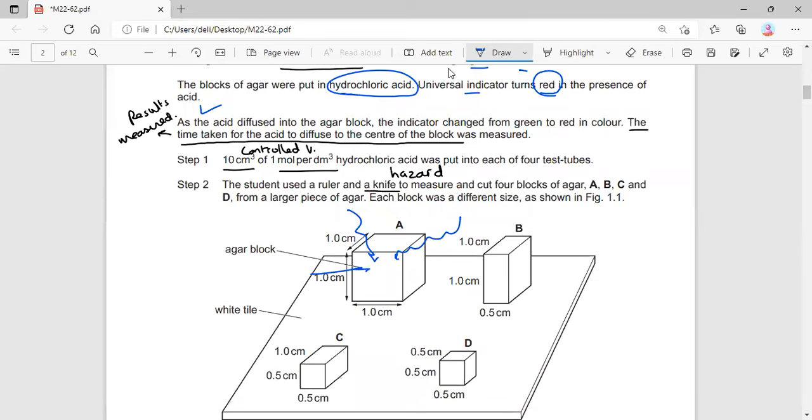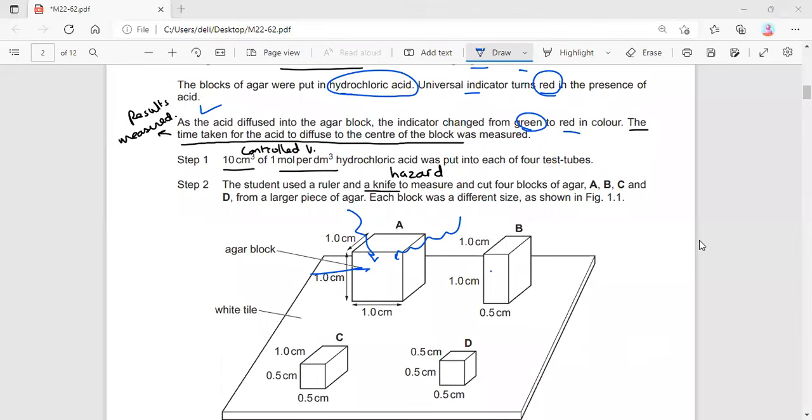Let us see the steps. As the acid diffused into the agar block, the indicator changed from green to red. What am I going to measure here? What are the results you are going to measure? You are going to measure the time taken for the acid to diffuse to the center of the block.